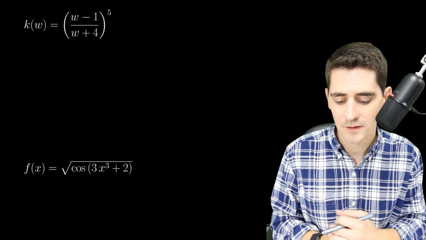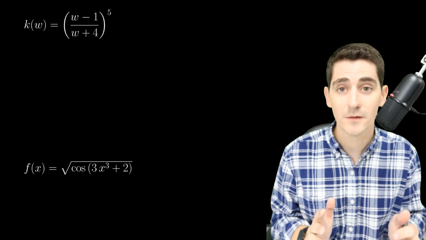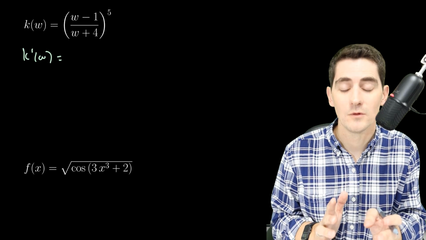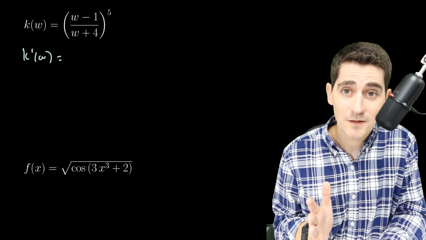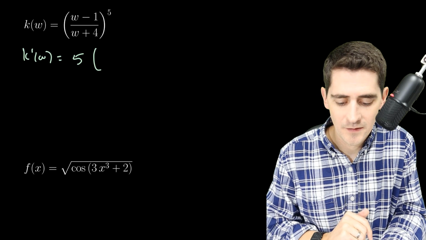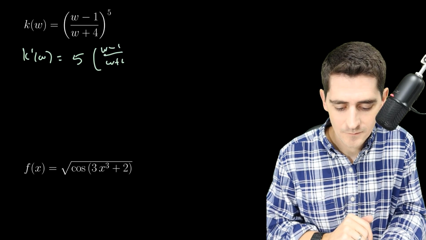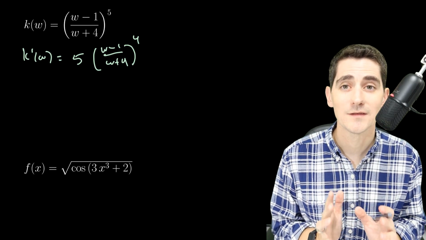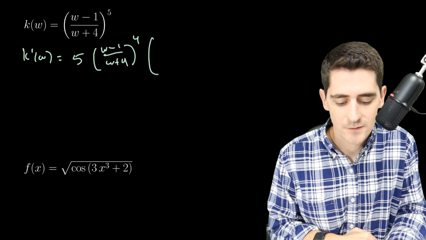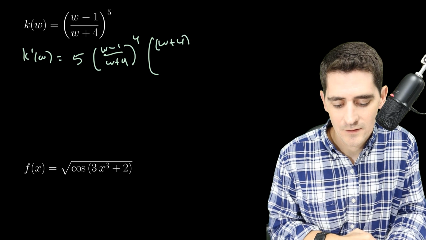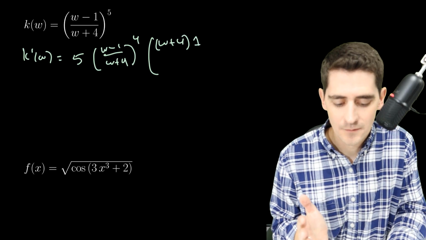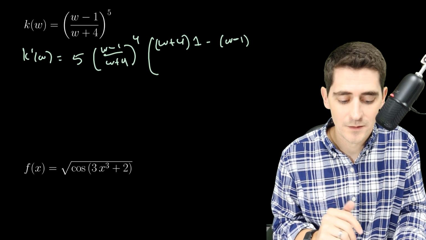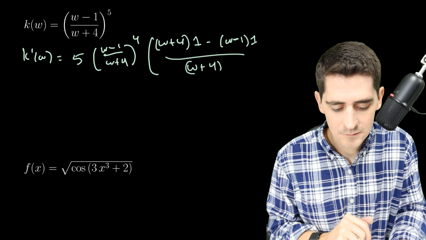Next, we have k of w is w minus 1 over w plus 4, all to the 5th power. So this is a chain rule situation, but I'm going to have to use quotient rule as well. So first I take the derivative of the outside part, which is the 5th power. So I have 5 times all that stuff, now to the 4th power. Now times the derivative of what's inside, and the derivative of what's inside requires quotient rule. So that's going to be low times the derivative of the top, which is just 1, minus the top times the derivative of the denominator, which is just 1, all over the denominator squared.